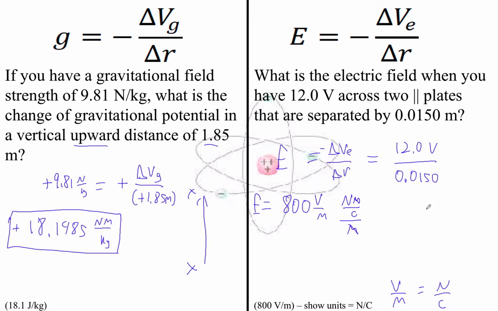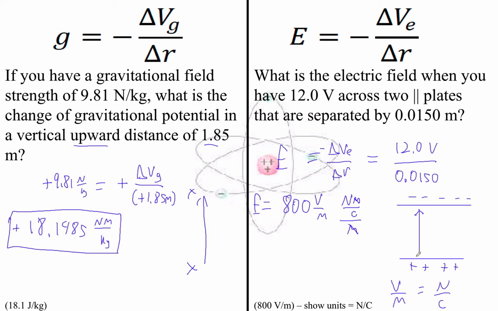Now, the question is, why is there a minus sign here? Let me just show you this. Let's imagine that we have a positive plate here and a negative plate there. The electric field here is, let's see, a positive charge would go up, so the electric field is up.